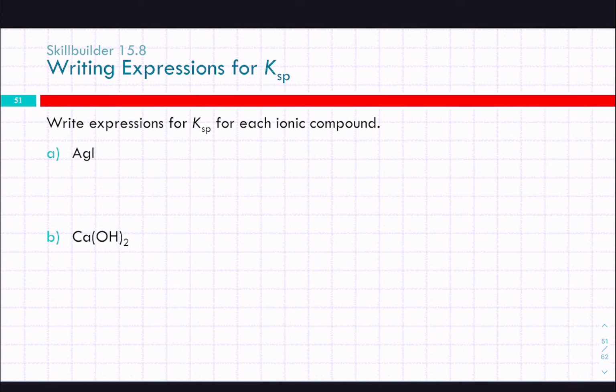Okay, so if we're going to write an equilibrium expression for an ionic compound, the first thing we need to do is write out that equilibrium reaction equation. And that is just going to be AgI, or silver iodide, which is the solid, and then the ions that it would produce. So in this case, it's going to be Ag+, that's aqueous, plus I-, which is aqueous.